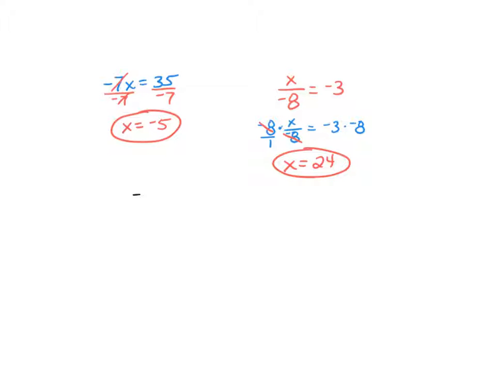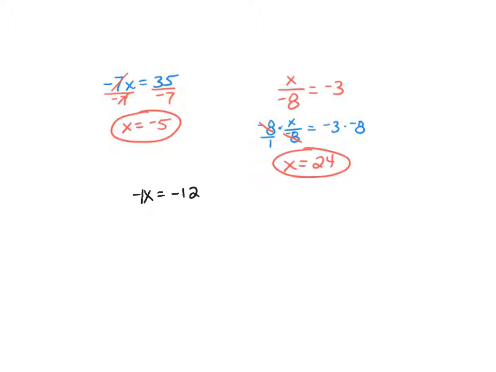Let me do one more, and this is one just to be very cautious with. I have negative x is equal to negative 12 as the problem. So this is saying the opposite of x is equal to negative 12. Remember, you need to solve this for x. There's an understood 1 in front of that x, so it's really negative 1 times x.